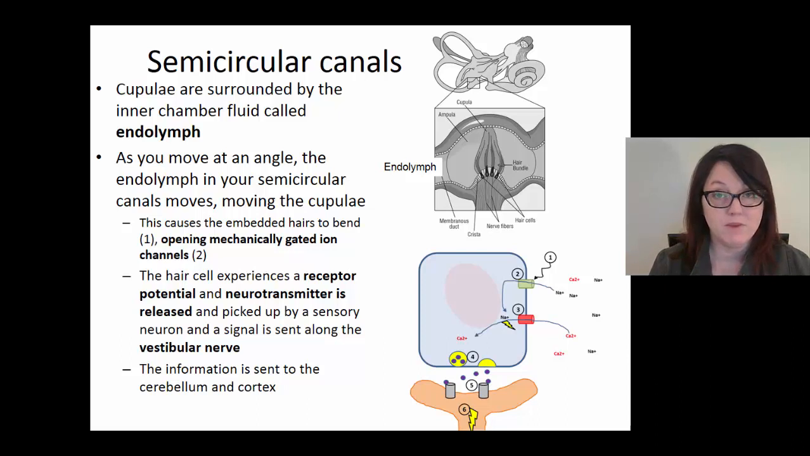And again, even though this information is sent to your brain, most of it is occurring at the subconscious level, so you're not really consciously perceiving all of this information coming in from your semicircular canals and your vestibule.